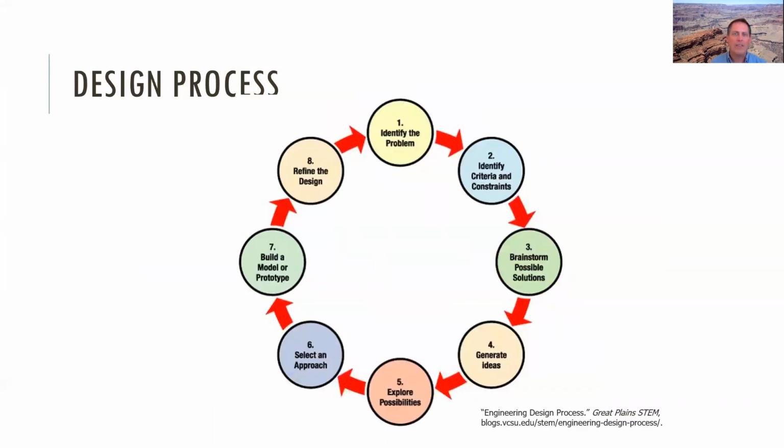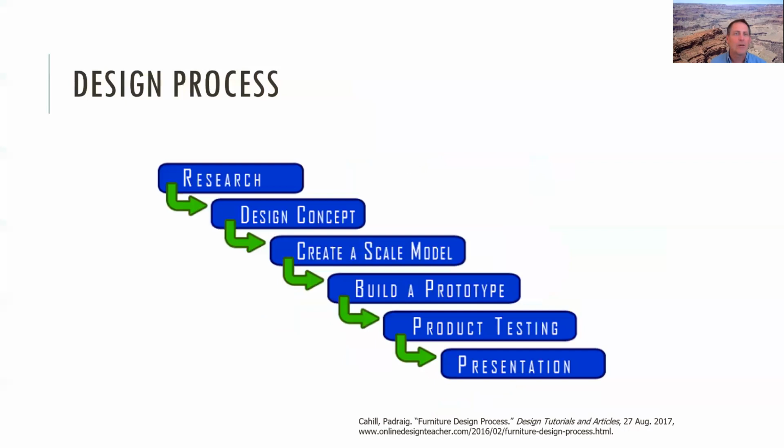Identify what the problem is, define the criteria and constraints, come up with solutions, brainstorm possible solutions and generate ideas. I'm not really sure why those are two separate tasks. Explore possibilities, select an approach, build a model, refine the design, and loop back around. Another one here: research, come up with a design concept, create a scale model, build a prototype, product testing and presentation.